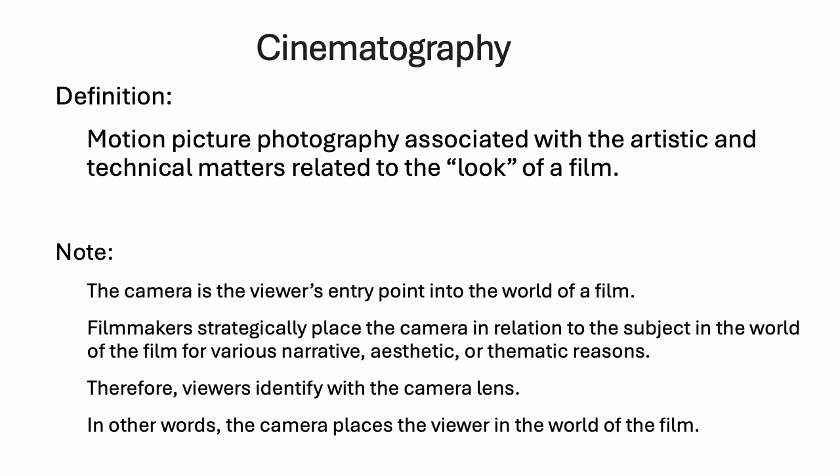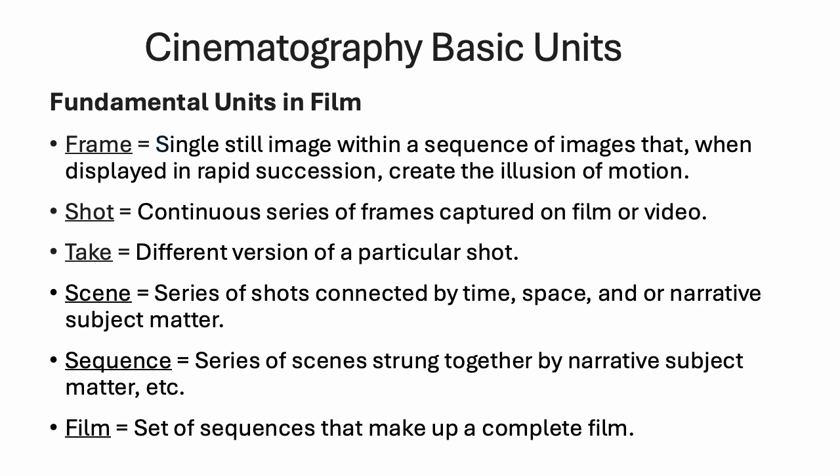Filmmakers strategically place the camera in relation to the subject in the world of the film for narrative, aesthetic, and thematic reasons. Now, therefore, we as viewers identify with the lens. In other words, wherever the camera is, that's where we are as viewers. And that's why it's important for us to understand and appreciate and learn more about the different elements of cinematography. So let's now take a look at the basic elements of cinematography.